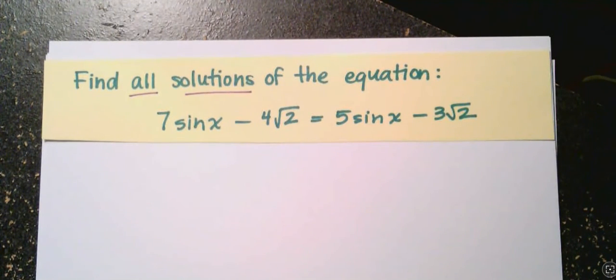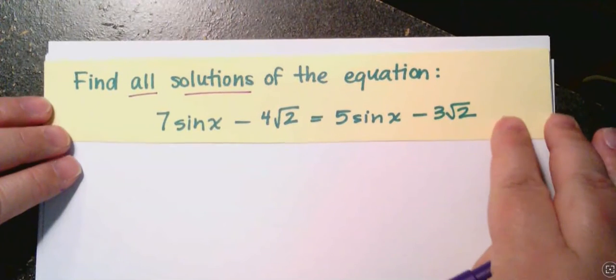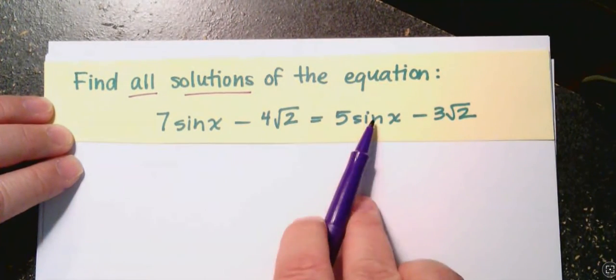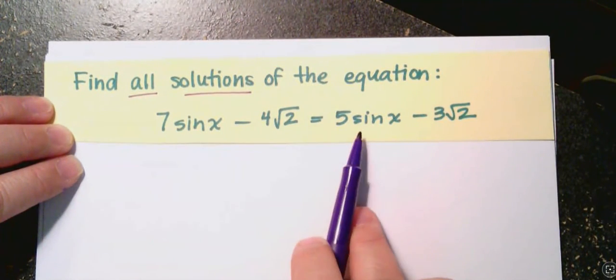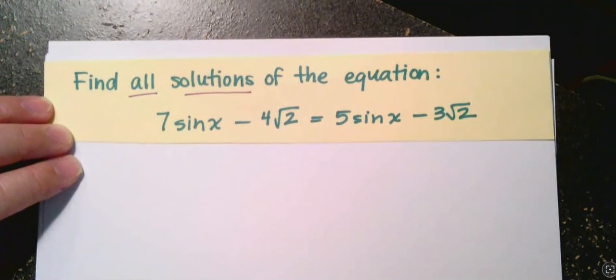At the beginning of the problem, you're basically just trying to get the sine of x, in this case, alone, so that you can then figure out what x would need to be. So let's go ahead and just start doing that. I have an expression on each side that has to do with the sine. I have an expression on each side that has to do with just a plain number.